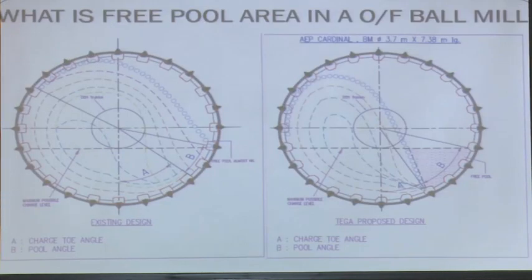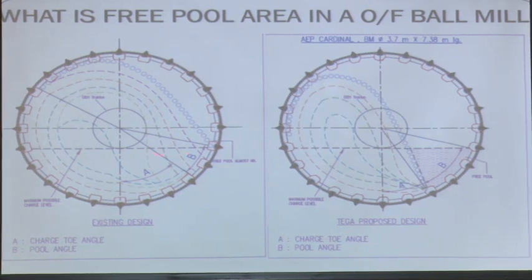Now, this is another interesting case. There is another thing which is called the free pool area. You can see there the area beyond the trajectory borderline is the free pool area.